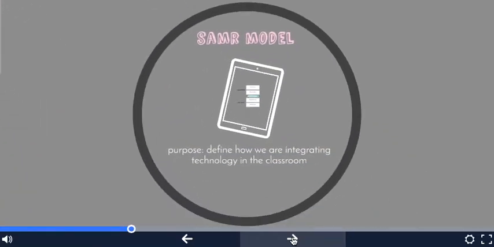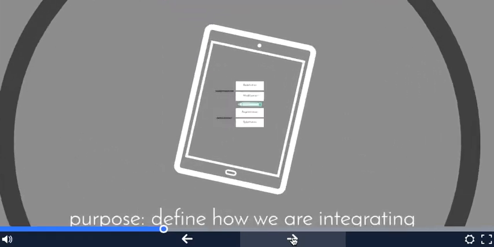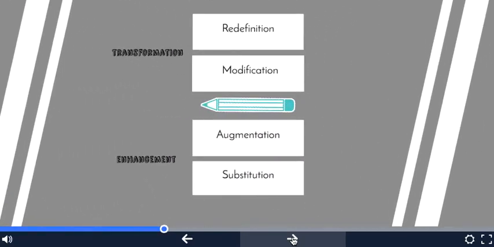The second is the SAMR model. It defines how we are going to integrate technology into the classroom. I think this one's really interesting. It actually has 4 different levels that are divided into 2 categories. So you have redefinition and modification under the category transformation, and then augmentation and substitution under the category enhancement.